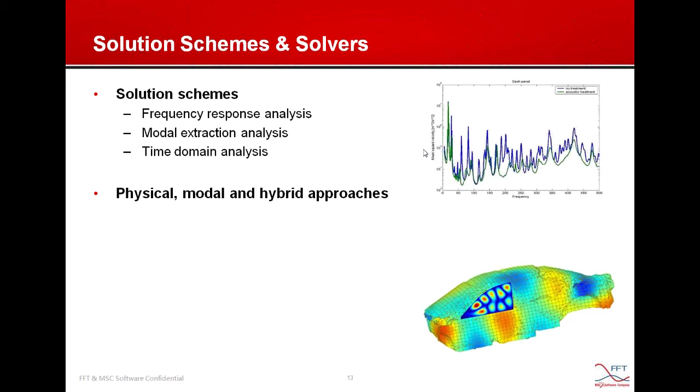And in Actran, we offer the hybrid method that combines the strengths of both the physical coordinate approach and the modal coordinate approach. As we can see in this car model, we can model the cavity in the modal coordinate and the window together with the ceiling in physical coordinates. In Actran, we also have the modal extraction analysis and time domain analysis.